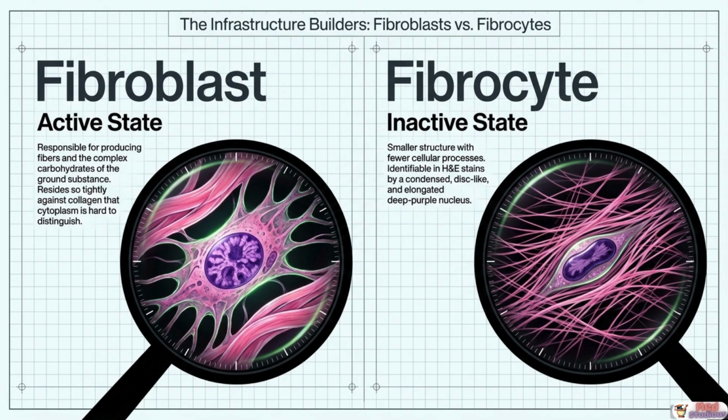However, when their building tasks are complete, they transition into a dormant, inactive state known as a fibrocyte. Structurally, fibrocytes are much smaller and possess fewer cellular processes. In H&E stains, you can easily identify an inactive fibrocyte by looking for its nucleus, which appears as a condensed, deep purple, disc-like, and elongated structure. If tissue damage occurs, these resting fibrocytes can reactivate into fibroblasts to begin emergency repairs.